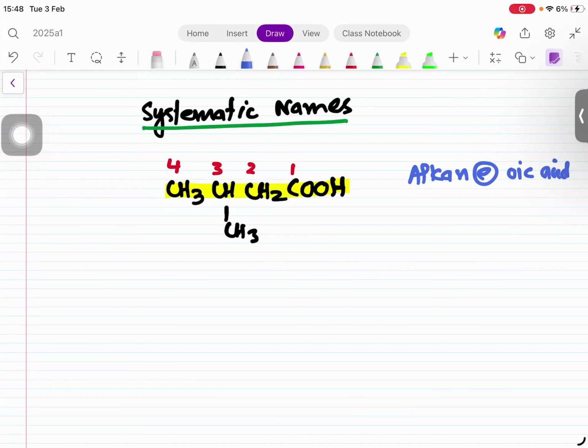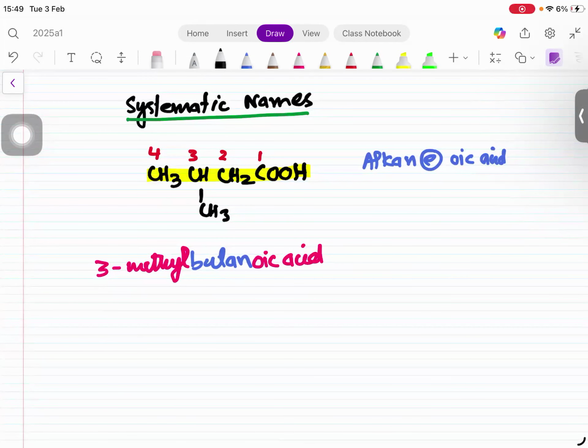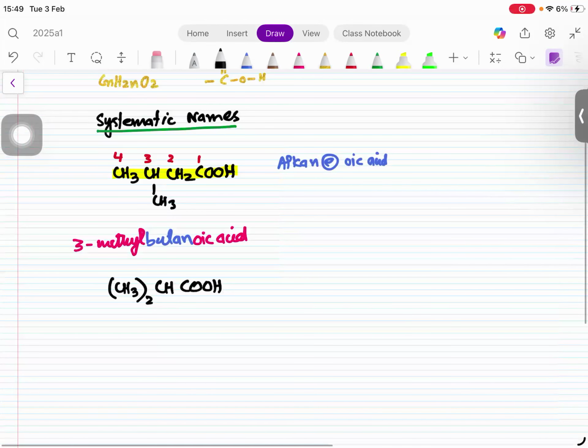Okay, so butane is the 4 carbon alkane. So it will become butanoic acid. You are not supposed to mention the position of the oic acid group. And what is this? This is 3-methyl butanoic acid. Okay. Similarly, if you look at this, CH3 twice, CH, and then COOH. Please name these compounds.